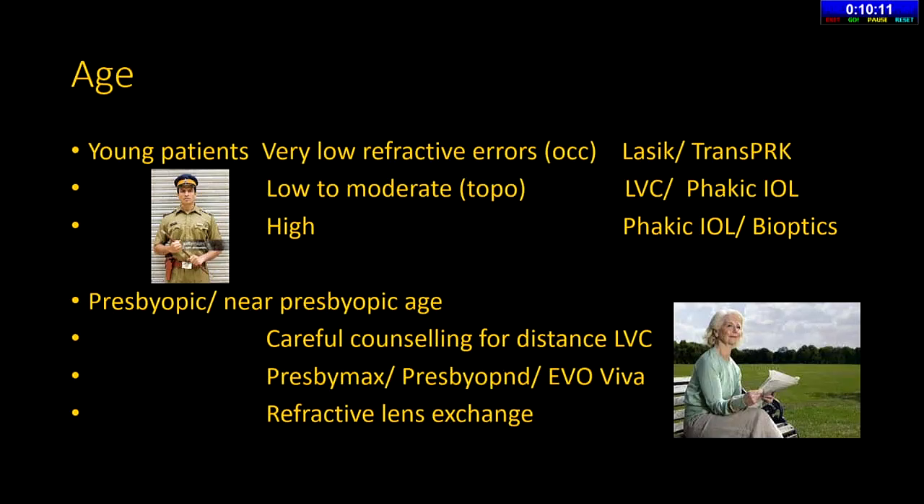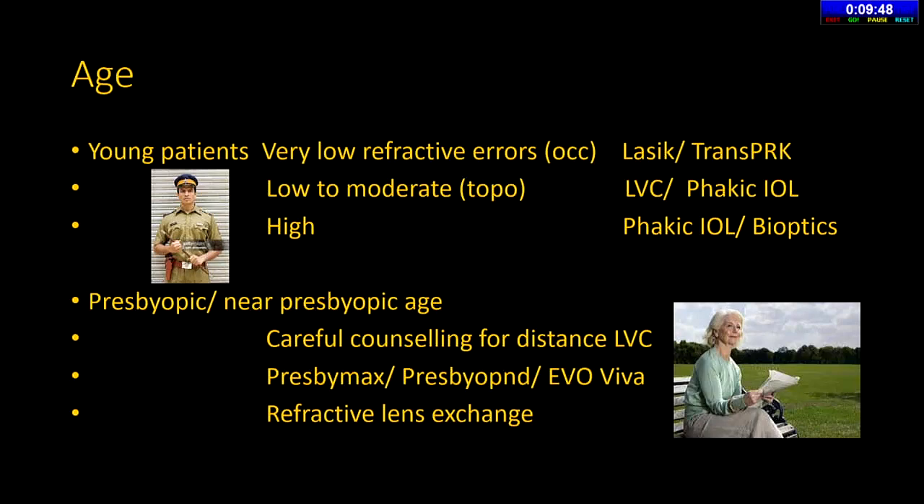Now, if you're dealing with a low to moderate patient, so here we are talking about someone who has some myopia in the range of, let's say, -2 or some astigmatism, then laser vision correction as well as phakic IOL, depending on what the topography maps show, is the ideal procedure.